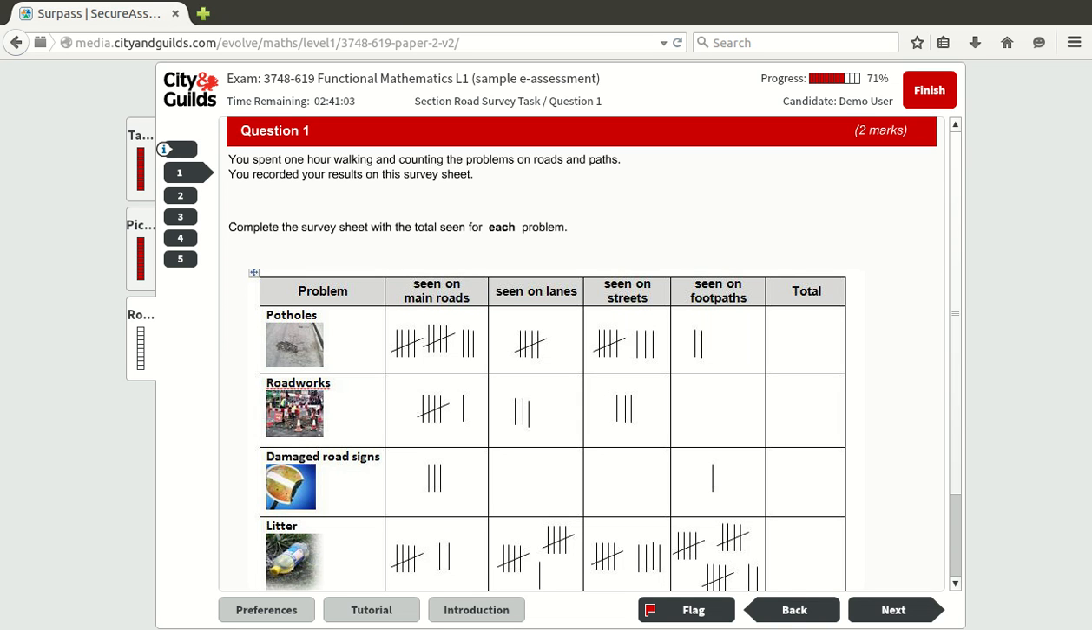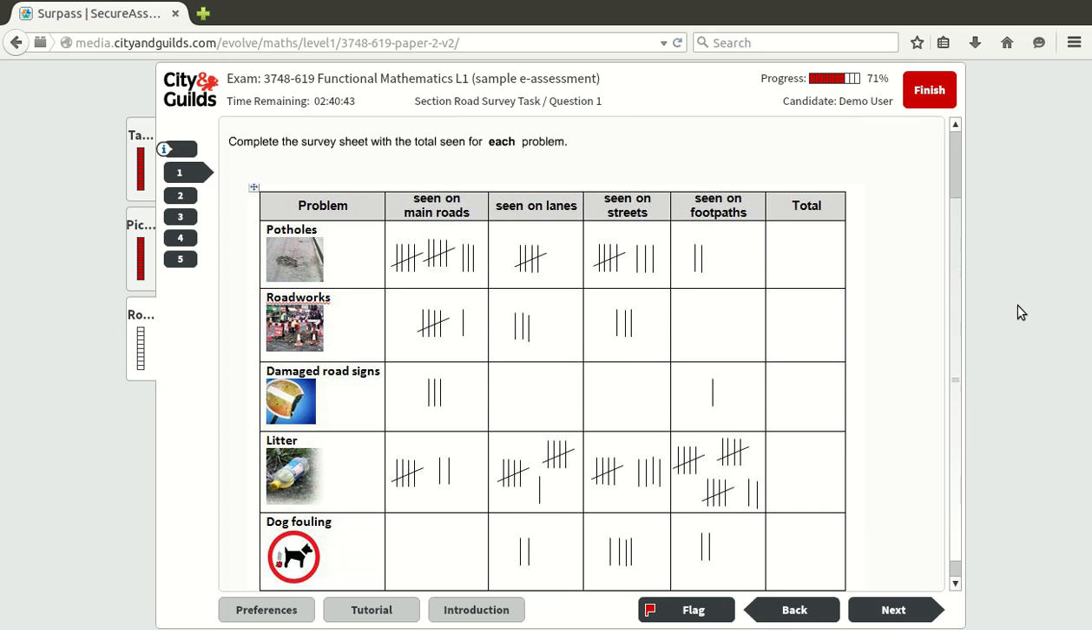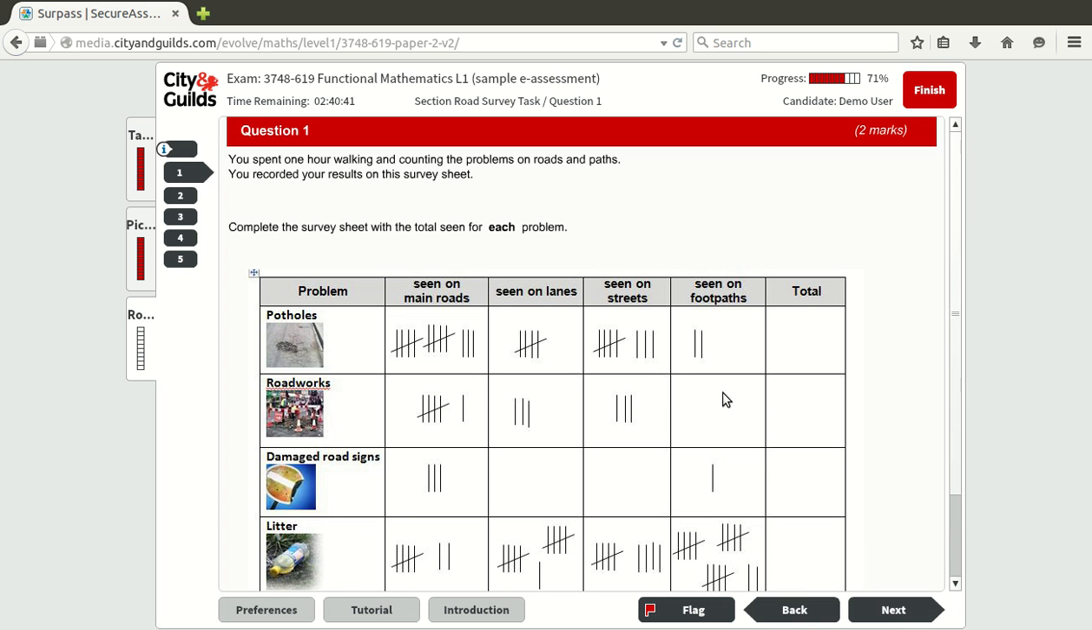Question 1. You spent 1 hour walking and counting the problems on roads and paths. You recorded your results on this survey sheet. Complete the survey sheet with the total seen for each problem. So all we have to do, we have to add all of these.